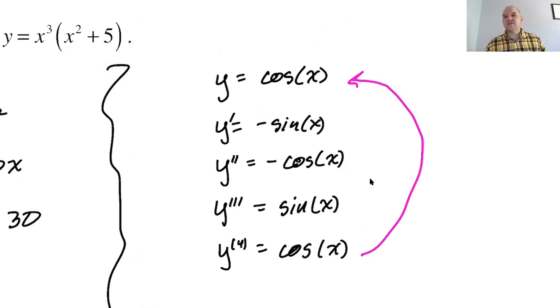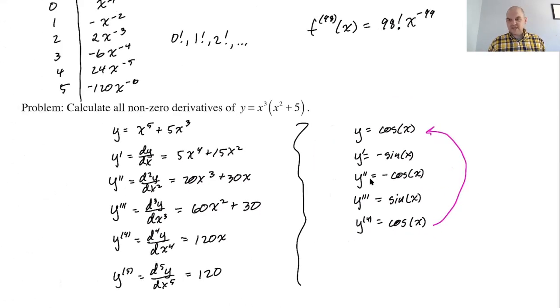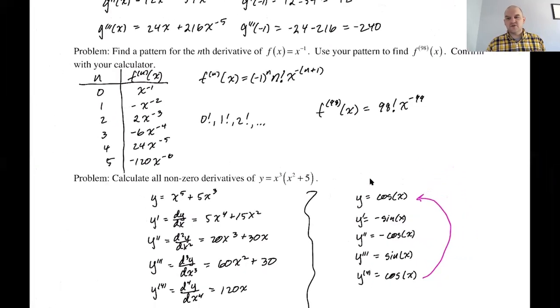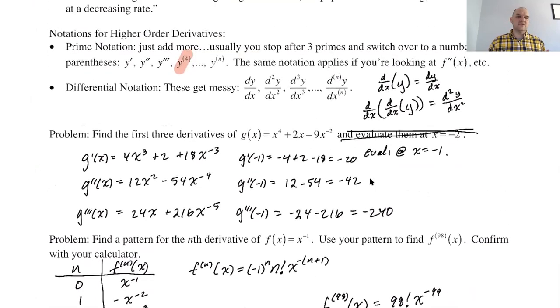The derivatives of sine and cosine are periodic, which is crazy. Periodic functions, periodic derivatives, sine and cosine. Tangent, cosecant, secant, cotangent, yeah, it's more complicated. But the derivatives of sine and cosine have a very clear pattern to them, and that's pretty neat. So that's just an introduction to higher derivatives, just so you know the notation, you're familiar with them, and they don't freak you out.